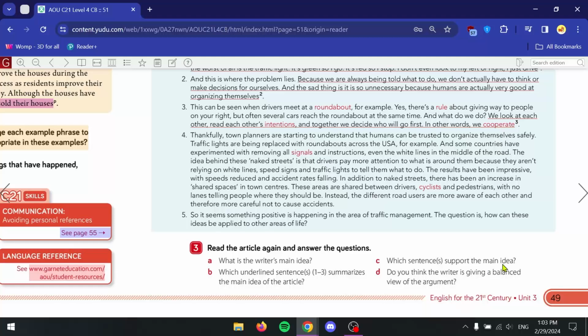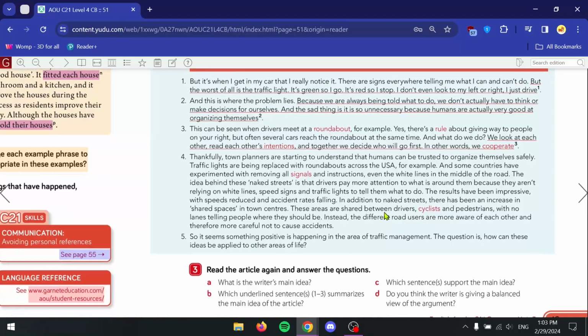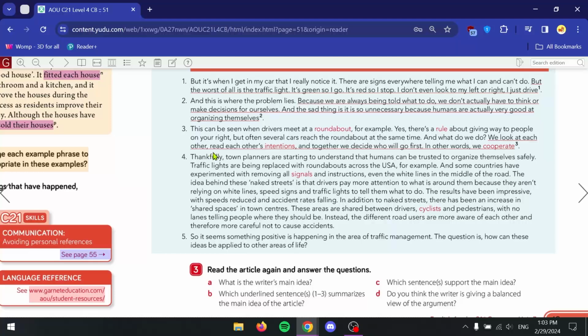Which sentences support the main idea? Well, there's quite a lot. We could say this third one supports the main idea. We look at each other, read each other's intentions, and together we decide who will go first.